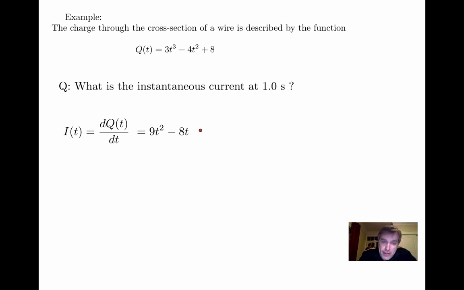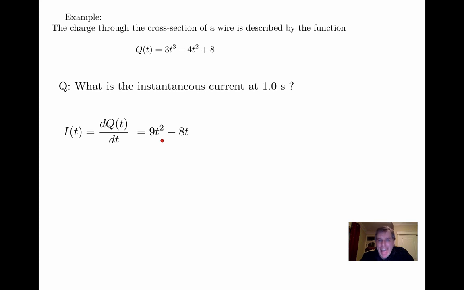So really, you could say there's a plus 0 here. This came from the derivative of the 8 here. But plus 0 doesn't do anything, so we usually don't even show it. So that's it. This is the derivative of q of t. So I did dq/dt with that function here, and dq/dt gave 9t squared minus 8t.